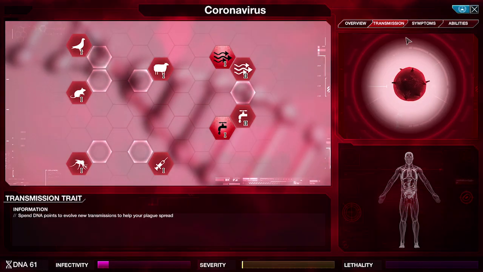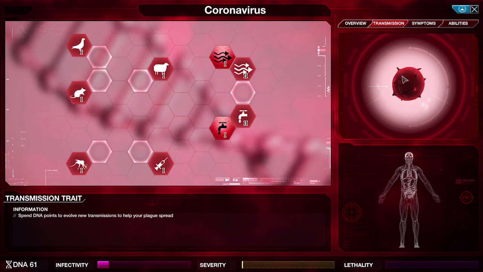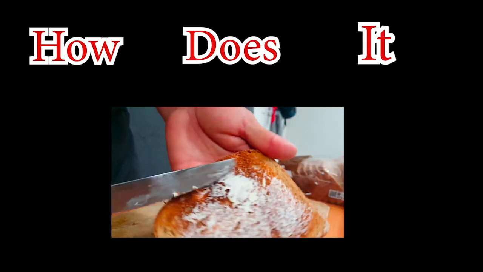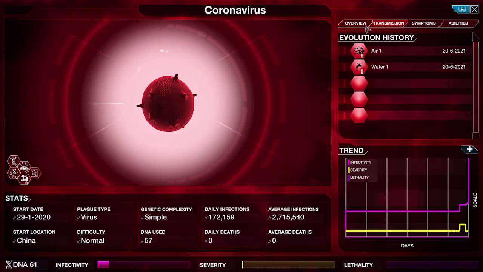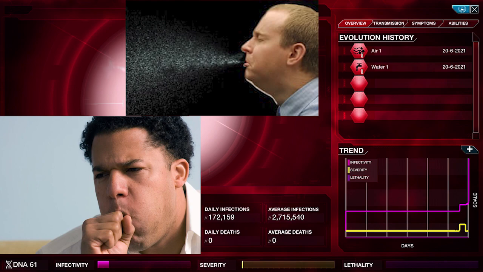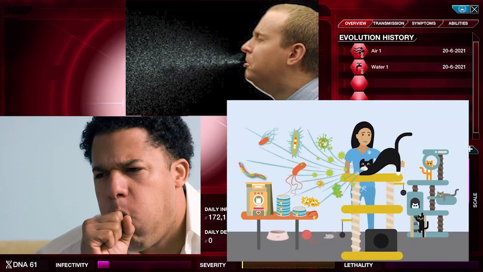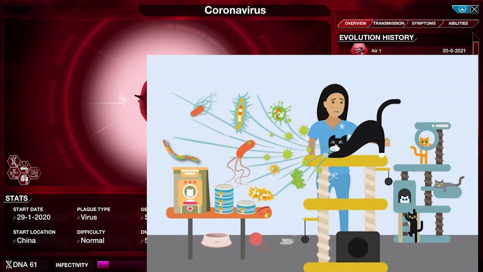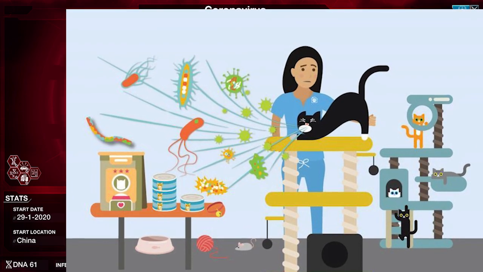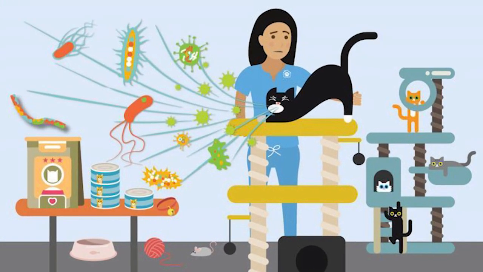Speaking of transmission, one of the questions that people are asking about the novel coronavirus strain is, how does it spread? Well, three of the main ways in which the coronavirus spreads from person to person are coughing, sneezing, and the creation of fomites. That is basically coughing and sneezing on inanimate objects without disinfecting them.